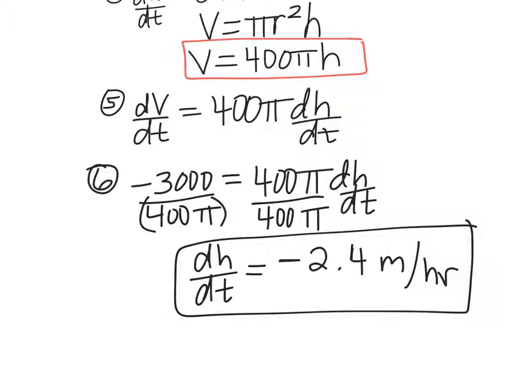Isn't that a good problem? The height of the water, the cylinder itself, is not changing. So the height of the water starts at 50. All right, next one.